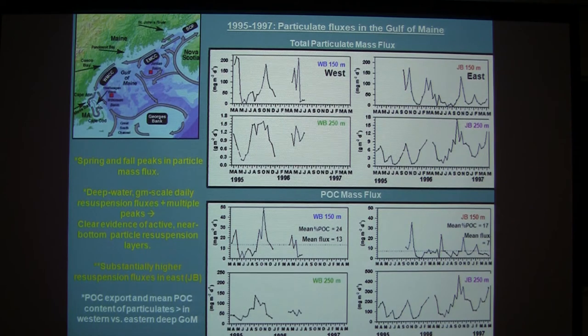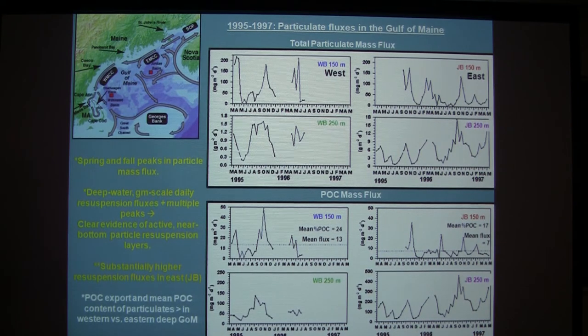Okay, this is really old data, but it's good data, so I guess I'll show it. Not to blow you away with all these funny little plots, what you're looking at is time series exports, so trap fluxes, in milligrams and grams per meter squared per day at two locations, one in the western Gulf of Maine, Wilkinson Basin, one in the eastern, so that's why I have west and east. The depths are shown here, 150, 150, 250, 250, and what you're looking at is the total flux of material through the water column at these two sites over a course between 1995 and 1997.